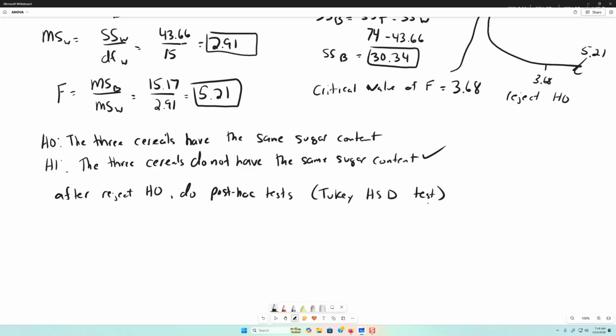How do we do the Tukey HSD test? Well, there's another table. The Tukey HSD test is going to be Q times the mean squared within divided by N. Q is something called the studentized range statistic.